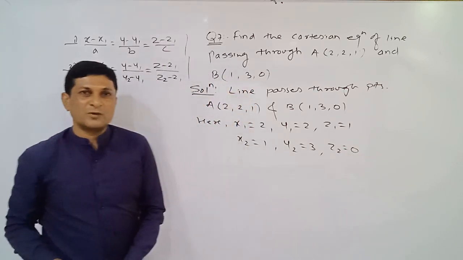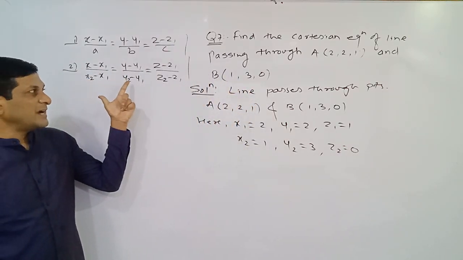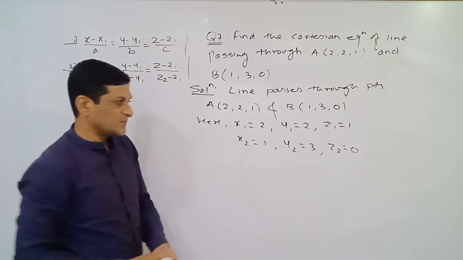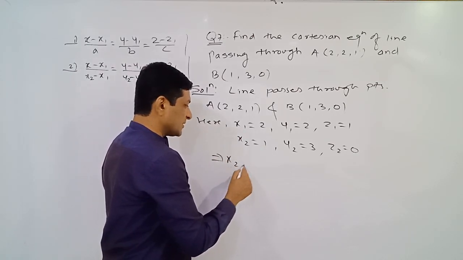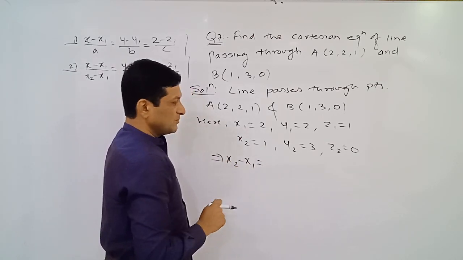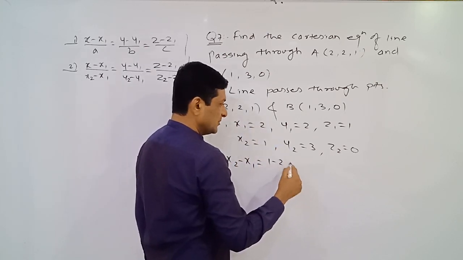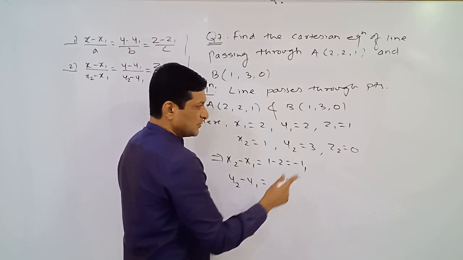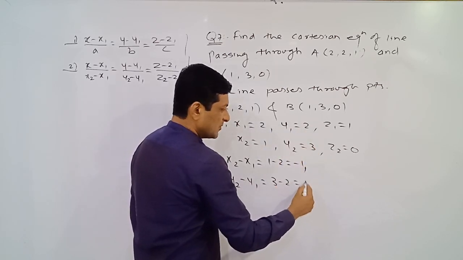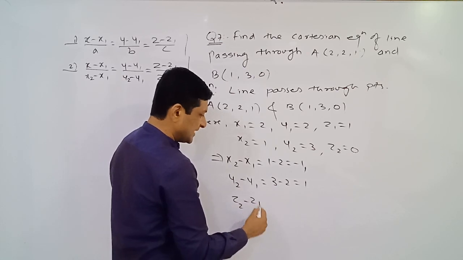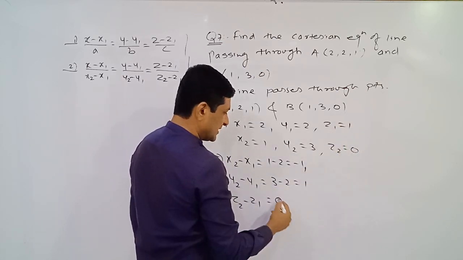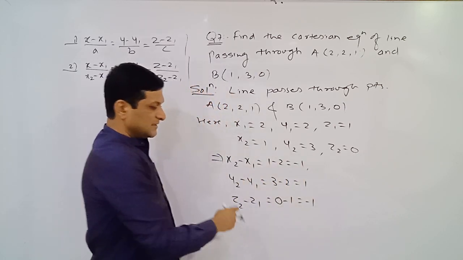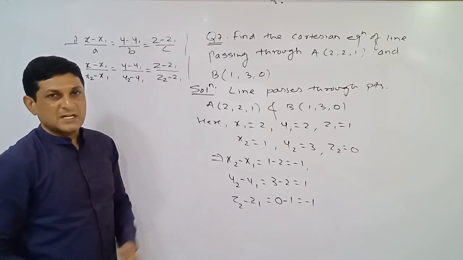Now if you observe our formula, what is the denominator? x2 minus x1, y2 minus y1, z2 minus z1. Let us first find these values so that we can directly substitute them in the formula. x2 minus x1 means 1 minus 2 is equal to -1. y2 minus y1 is 3 minus 2, which is equal to 1, and lastly z2 minus z1 is 0 minus 1, which is equal to -1. So the values in the denominators are also known to us.